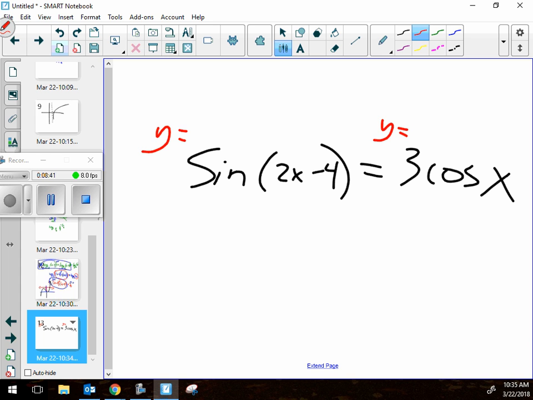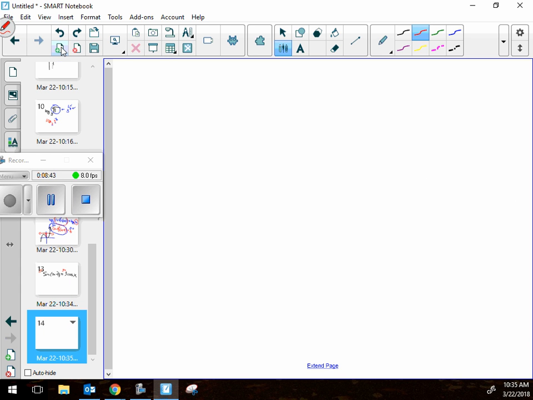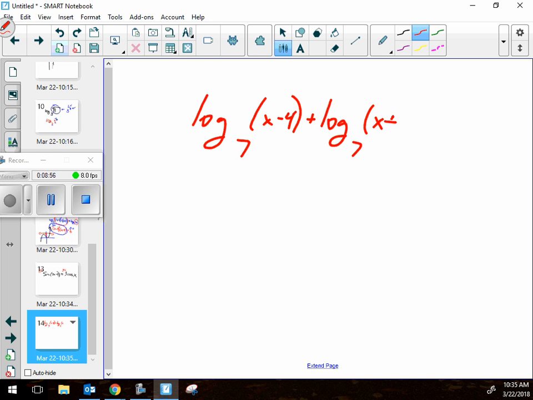You should know that. But would you have anything that hard on your test? No, but you would have something this hard on your test. Try this one. Log base 7 plus log base 7 is equal to log base 7.